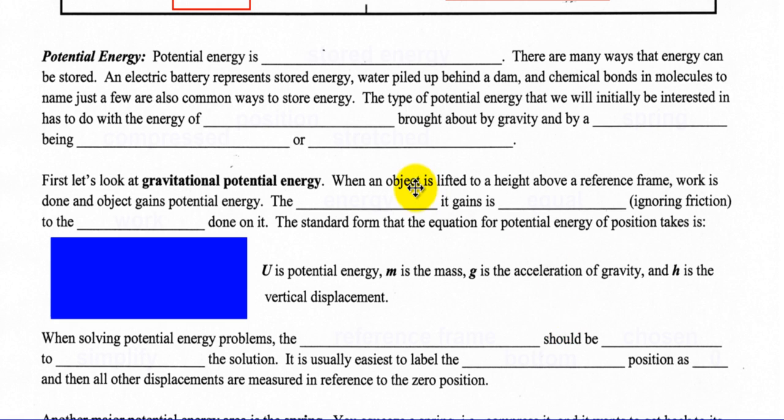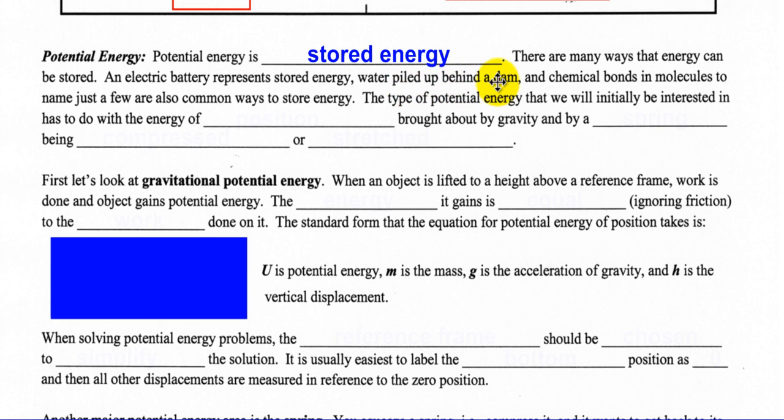Moving on to potential energy. Potential energy is stored energy, either from its position, like gravitational potential energy, or from something that's deformed, such as elastic energy. There are many ways that energy can be stored. An electric battery represents stored energy. That's something that we're going to get into second semester.